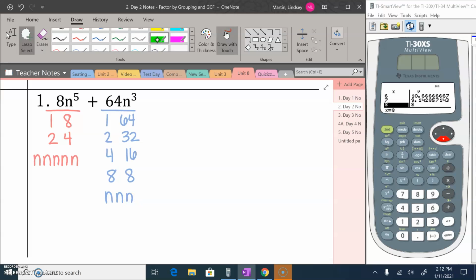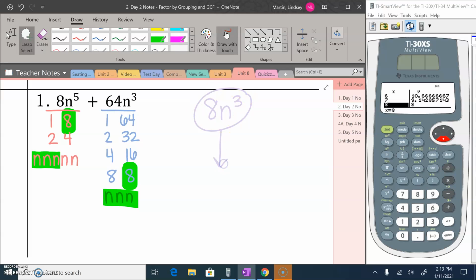So the largest number that they both have in common is 8, and they both have 3 n's in common as well. So my GCF is going to be 8n cubed, and when I factor that out, I will get n squared plus 8.